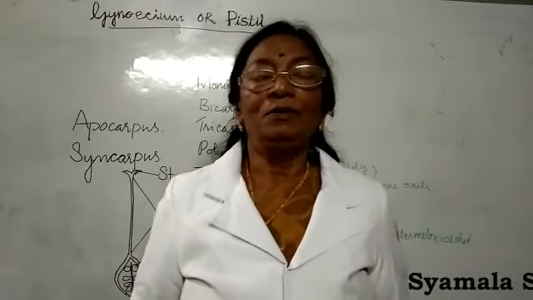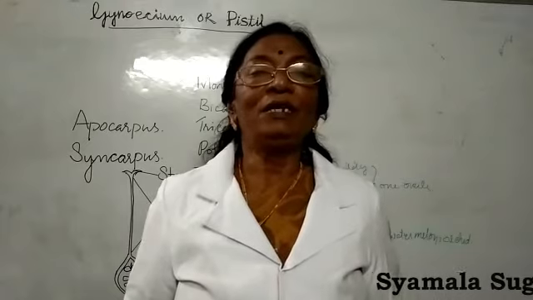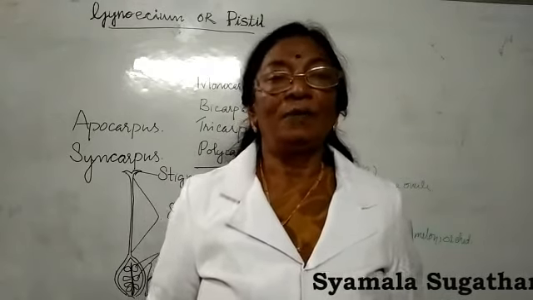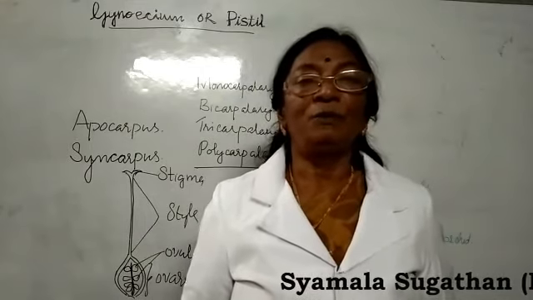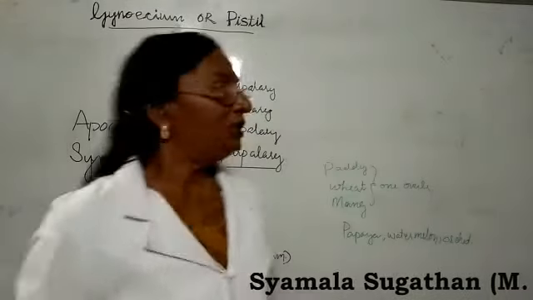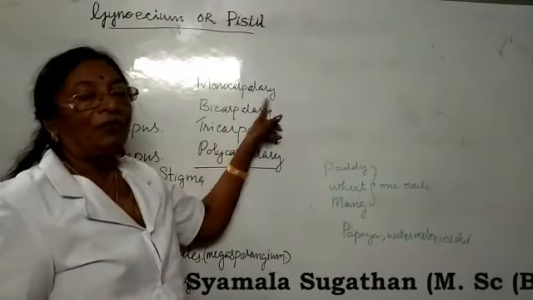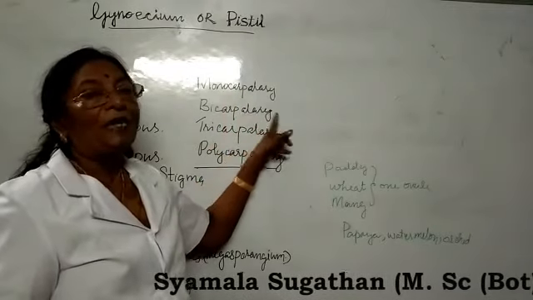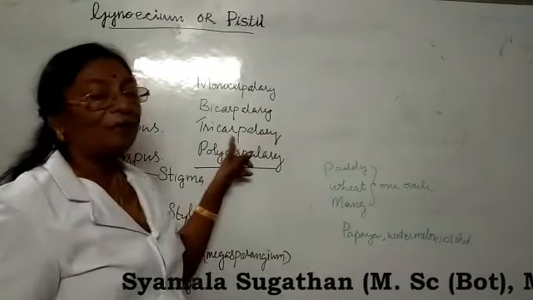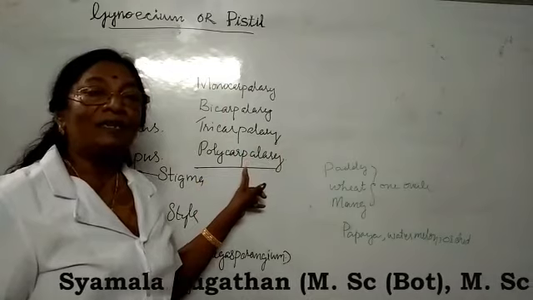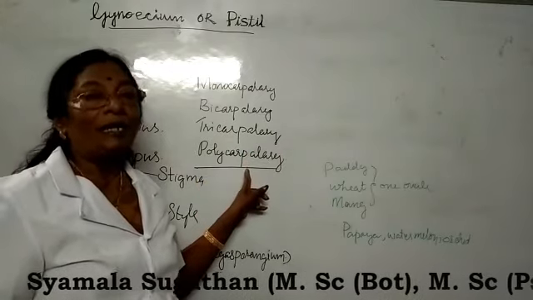Gynoecium, it is the female reproductive structure of the flower. It is formed of carpels. The number of carpels may vary. When there is only one carpel, it is called monocarpellary. When two carpels, bicarpellary. When three carpels, tricarpellary. When three or more carpels are there, it is known by the name polycarpellary.